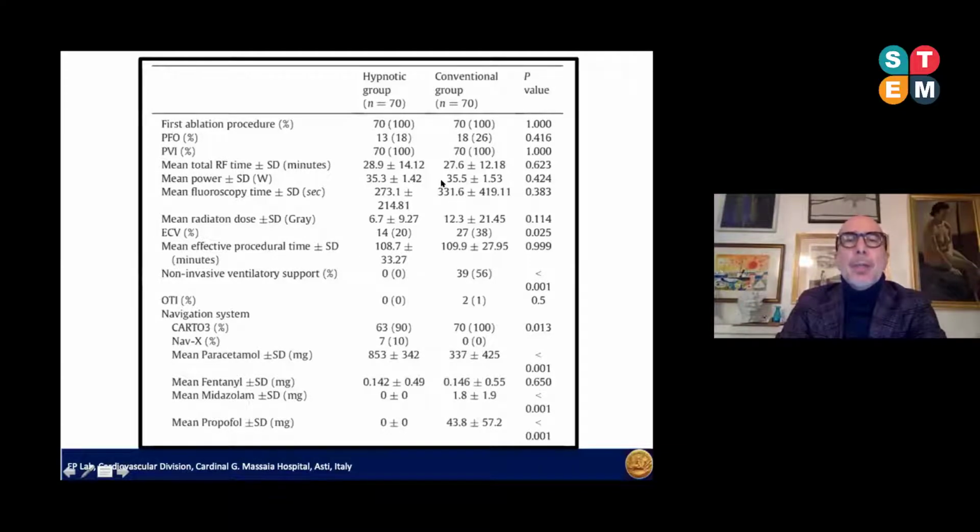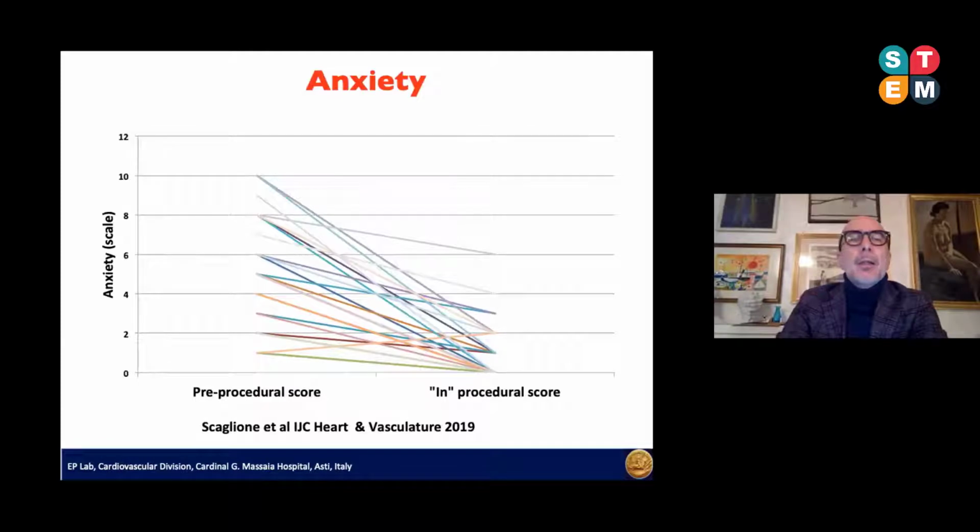I think that we can skip that. But the results. So you may see here this graphic that implies the starting point here with the pre-procedural score about anxiety. And this is the in-procedural score. And the patients answered this question just at the end of the procedure using a numerical score.